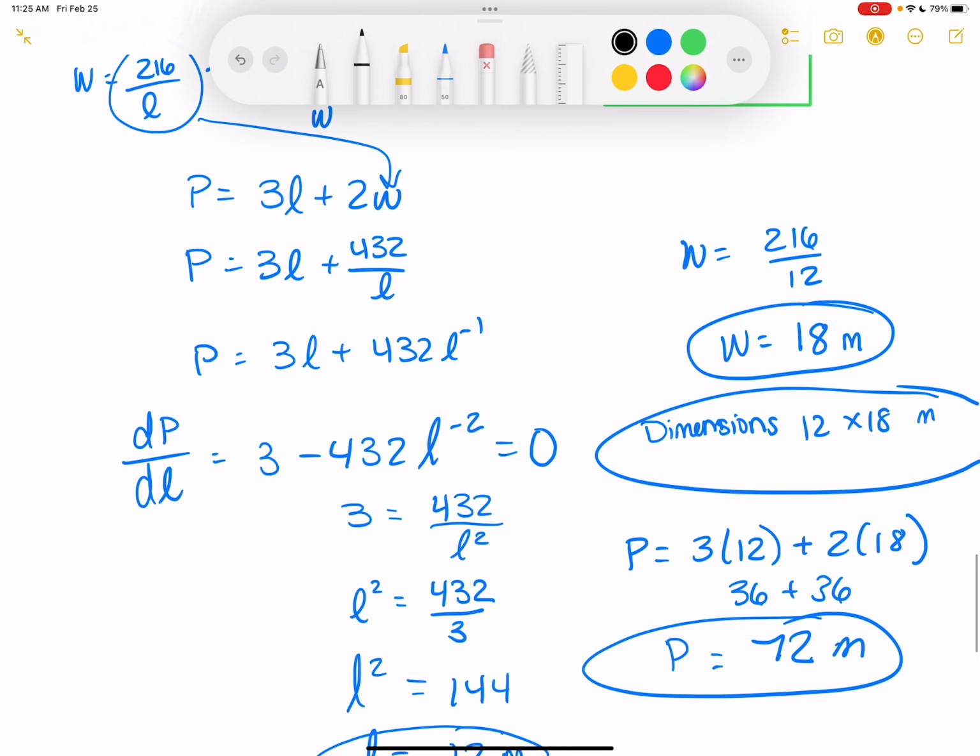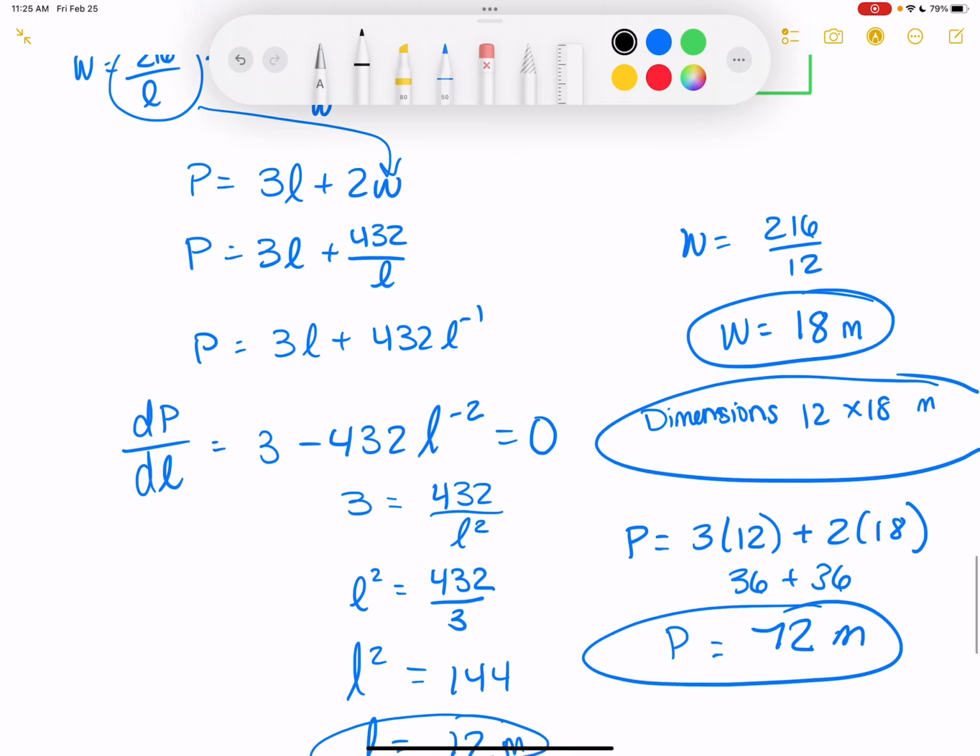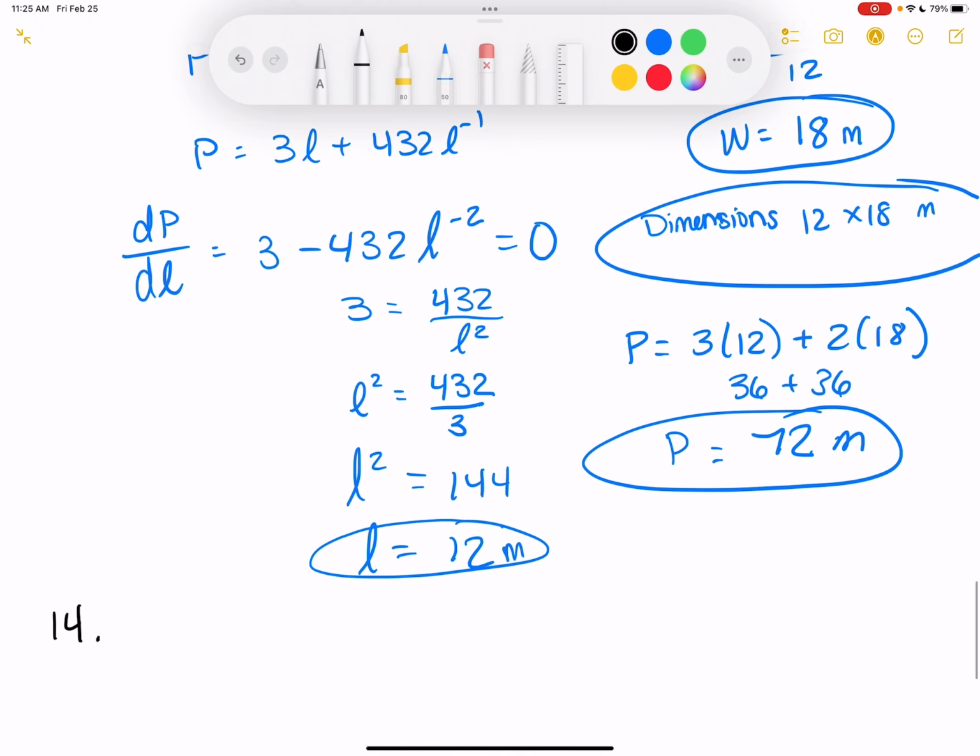All right, let's look at 14. Yeah, so this next one probably will too. It's that whole page for me.